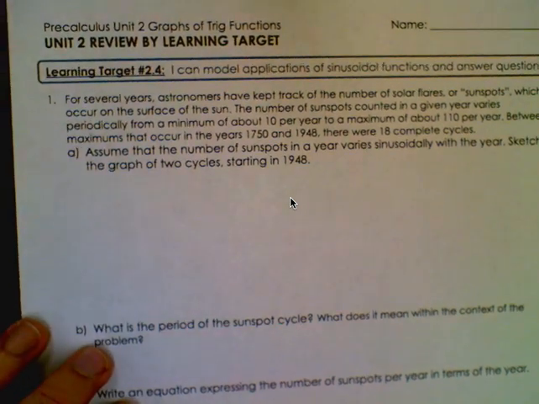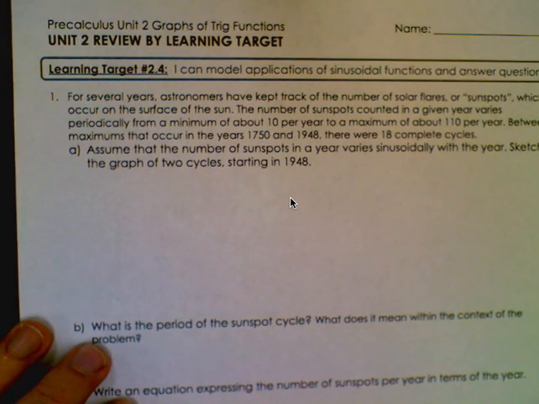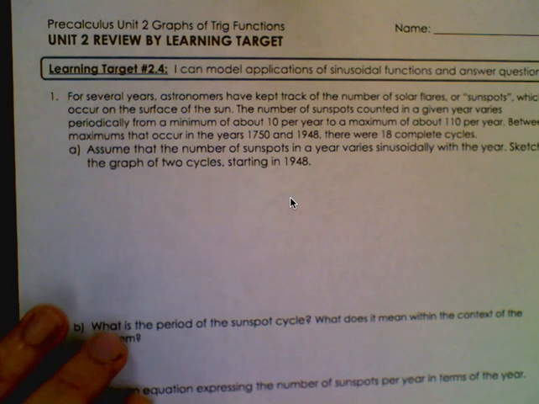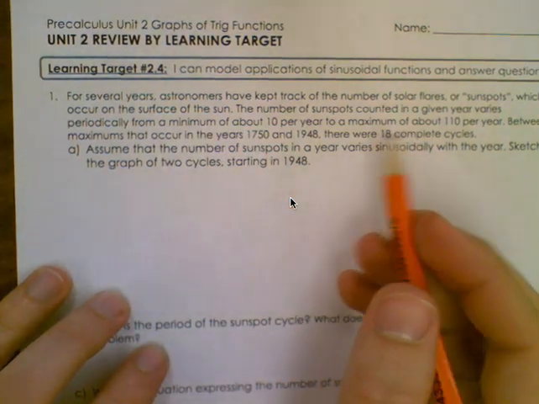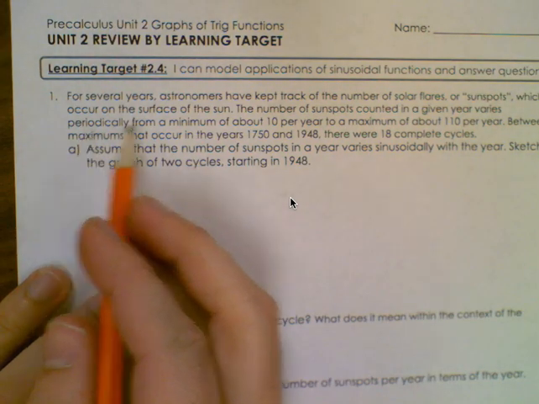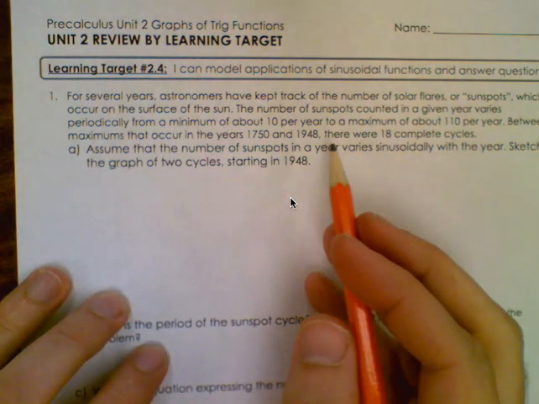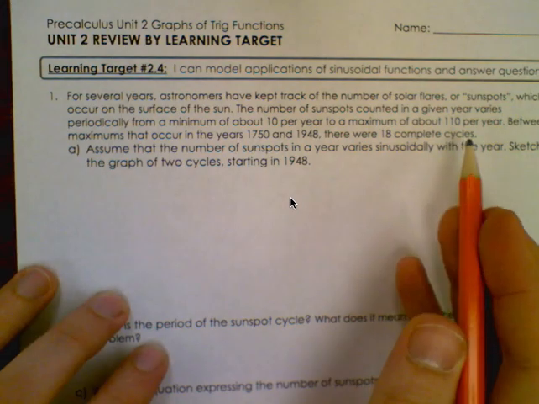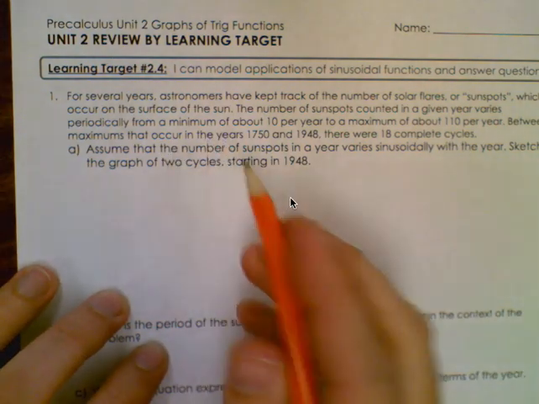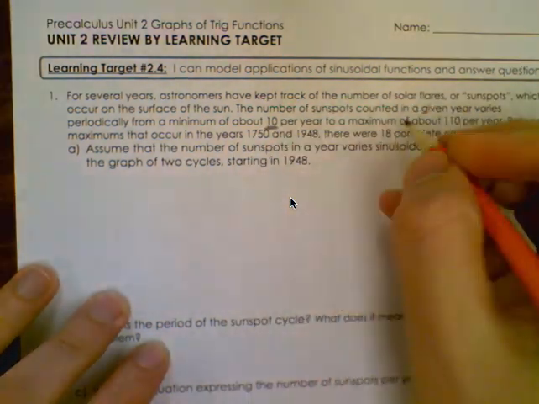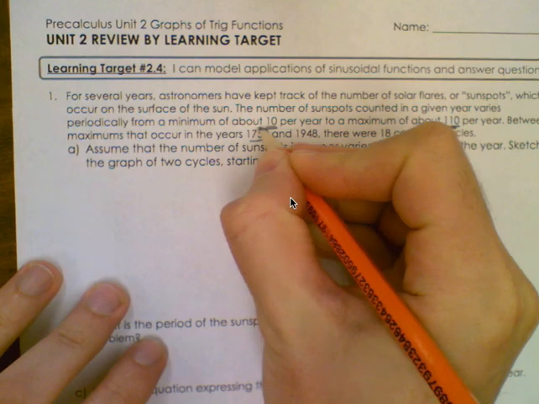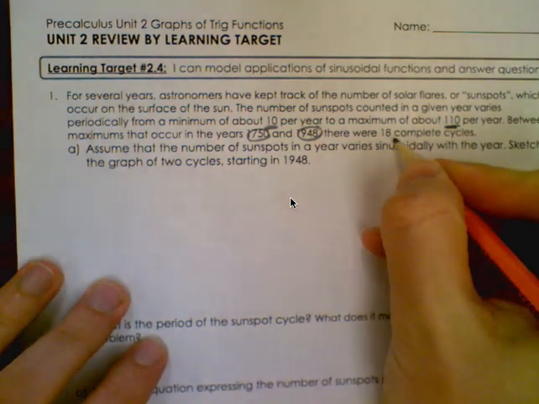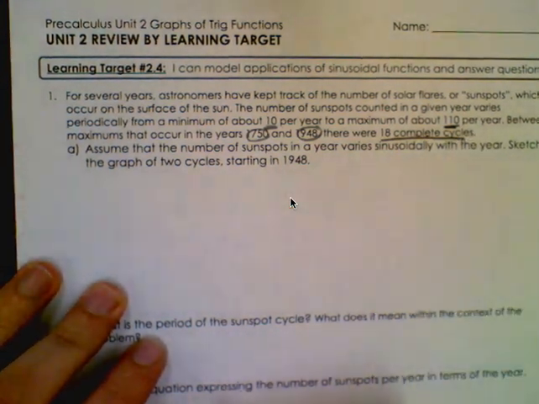Okay, so in this part of the test review, the last page, we've got a word problem. It says, for several years, astronomers have kept track of the number of solar flares or sunspots which occur on the surface of the sun. The number of sunspots counted in a given year varies periodically from a minimum of about 10 to a maximum of about 110. Between maximums that occur in the years 1750 and 1948, there were 18 complete cycles.